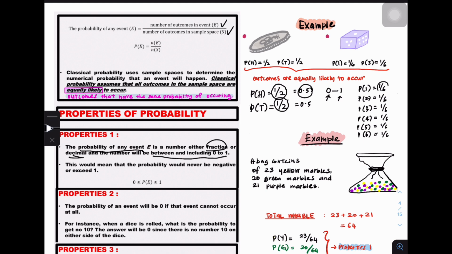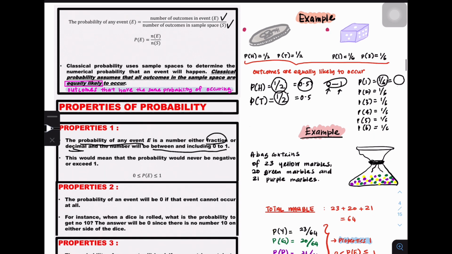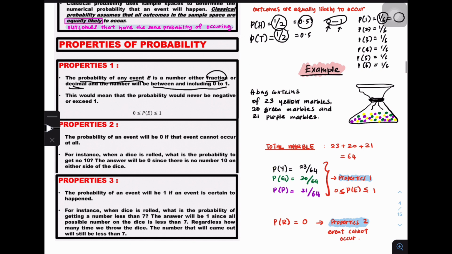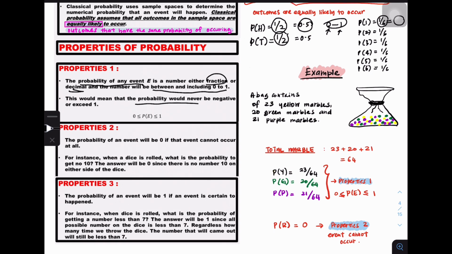So ini adalah fraction, dan fraction ini kita boleh juga jadikan dia dalam bentuk desimal, nombor perpuluhan, dan nombor perpuluhan itu kalau awak tengok dia antara 0 hingga 1. Okay. This would mean that the probability would never be negative or exceed 1. So nilai probability mestilah tidak kurang daripada 0 dan tidak lebih daripada 1, but it can include 0 and it can be 1 as well. Alright, so itu adalah properties yang awak kena tahu.